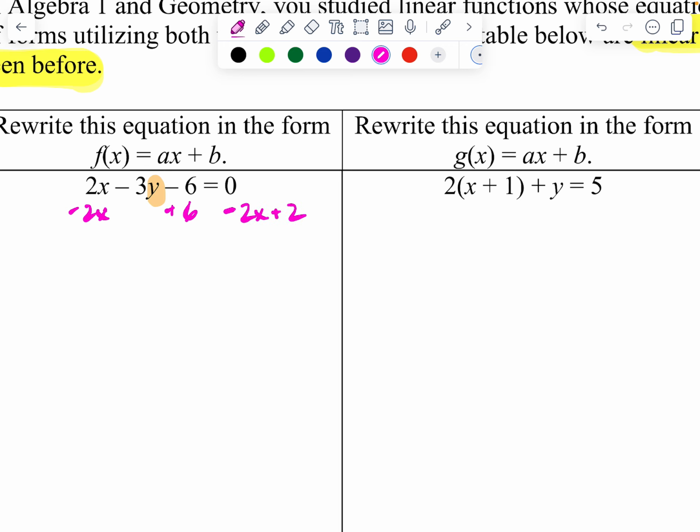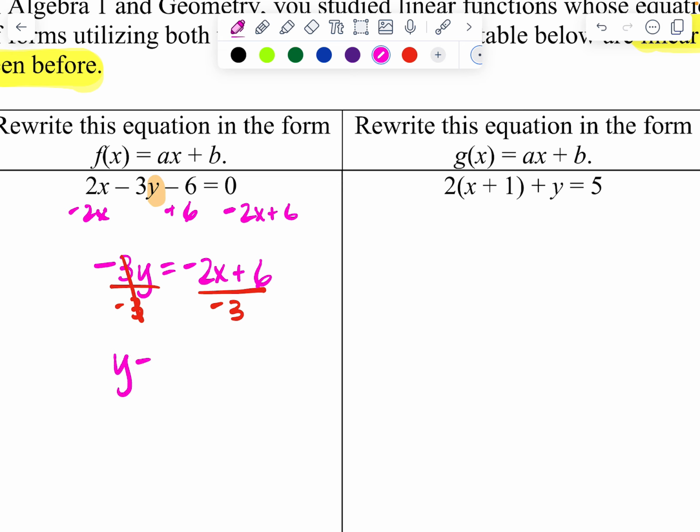Whoops, not a 2, sorry. 2x plus 6. The reason I subtract 2x is because 2x minus 2x zeroes out, and I'm left with a negative 3y. The negative 6 and the positive 6 zero out. So now I have equals negative 2x plus 6, and I'm almost there. I still have this negative 3 times the y, and I need to undo this multiplication by negative 3. So the way I do that is with an inverse operation. I'm going to divide by negative 3, and I'm going to divide everything on this side by negative 3.